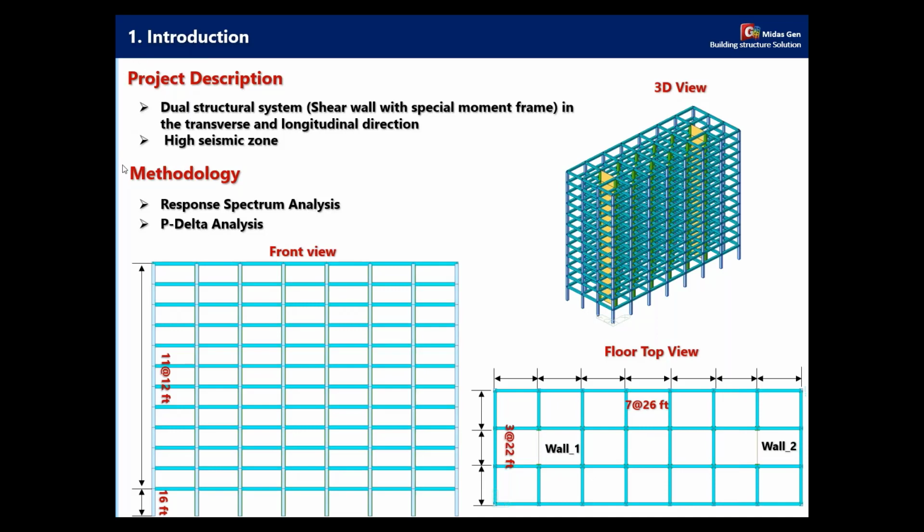In the introduction part, we are going to make a brief description of our project. The project we are going to be working on is an RC building. As you can see in this picture, we have the front view of the building, and we have also the top view of the floor, and you can see that our building is irregular in elevation, and we are going to use dual structural system in our modeling, the shear wall with special moment frame.